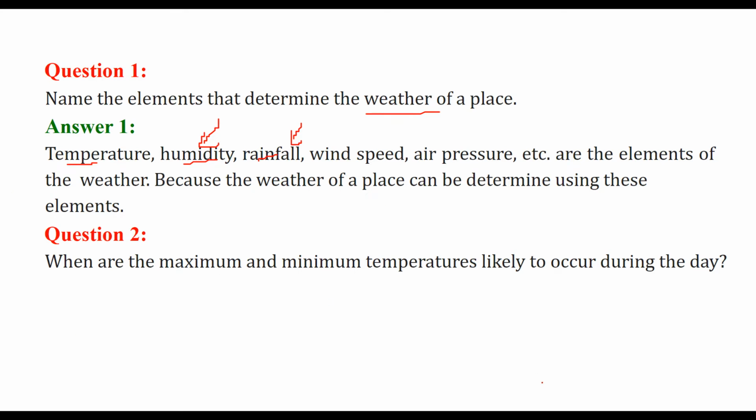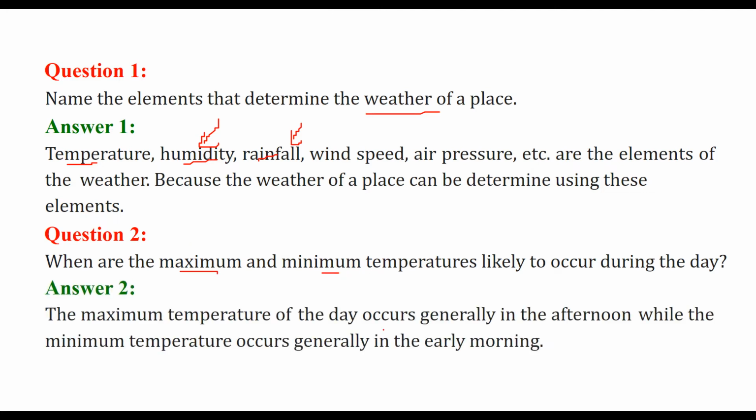What are the maximum and minimum temperature likely to occur during the day? So in the afternoon, maximum temperature you will record, and in the early morning, the minimum. So the maximum temperature generally in afternoons, say 12 to 2 o'clock, rather 12 to 3 o'clock I must say, and the minimum temperature from night 2 to morning 5.